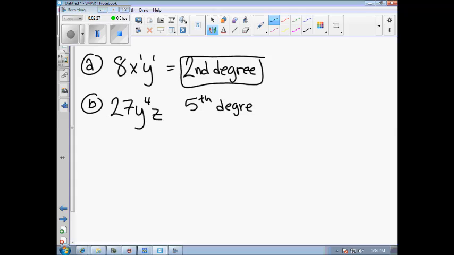Okay, look at C. C says 11. Okay, there are no variables. Please show me what the degree of this monomial would be. What's the degree of a monomial with no variables? It said it right here. The degree of a non-zero constant. A constant is a number without a variable. Junior, read that last sentence, please, in the blue box. The degree of a non-zero constant is 0.